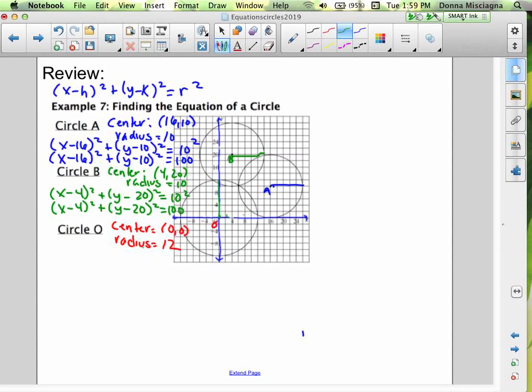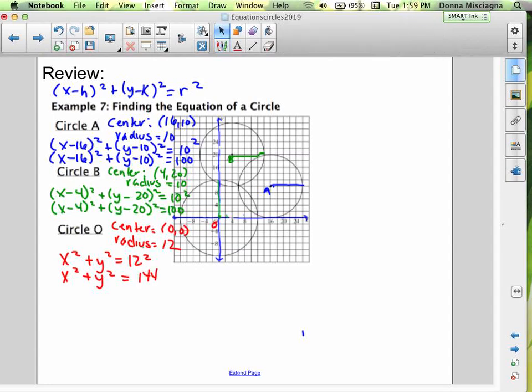And then the last one, that one is a little larger. The radius is 12. It's centered right at the origin, so you don't have to put in minus zeros. You could put in (x - 0)² and (y - 0)², but since it's at the origin, you could just put in x² + y² = 12². 12 squared is 144. So the equation of that circle is x² + y² = 144. And that's all there is to writing the equation when you know the center and the radius.